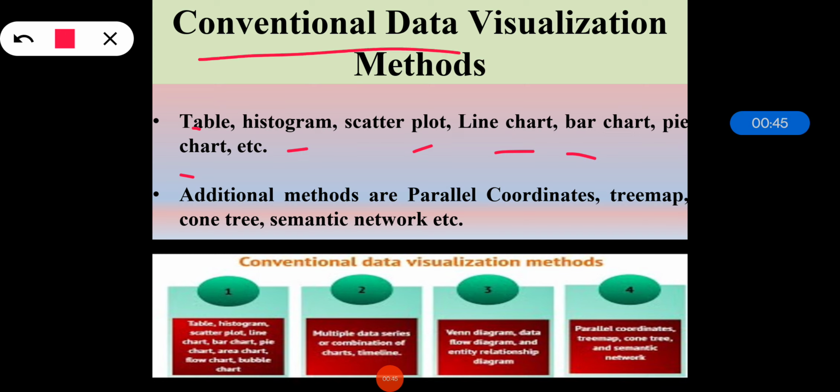In addition to this, some data visualization methods have been used, although we can say that they are less known as compared to the above methods, and those additional methods are parallel coordinates, tree map, cone tree, semantic network, etc. So when we are talking about these methods, the parallel coordinates are used to plot the individual data elements across many dimensions.